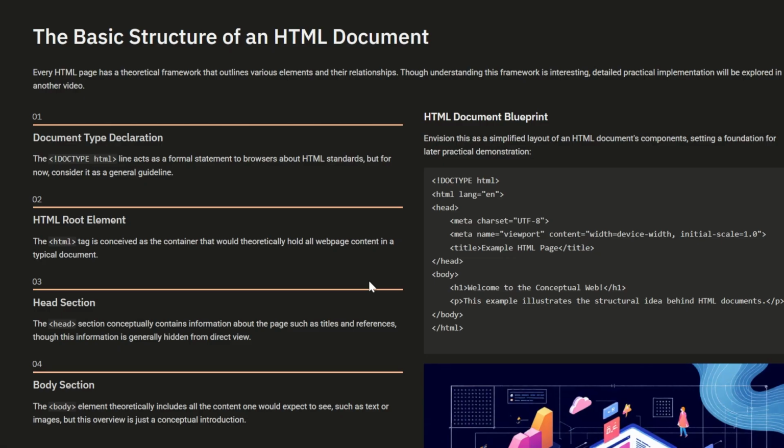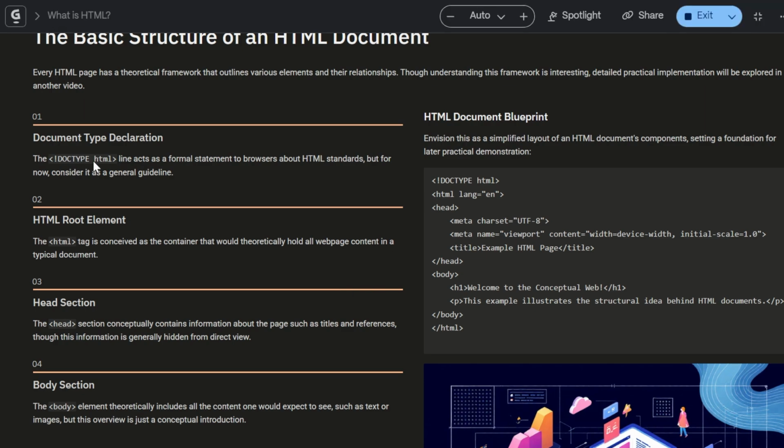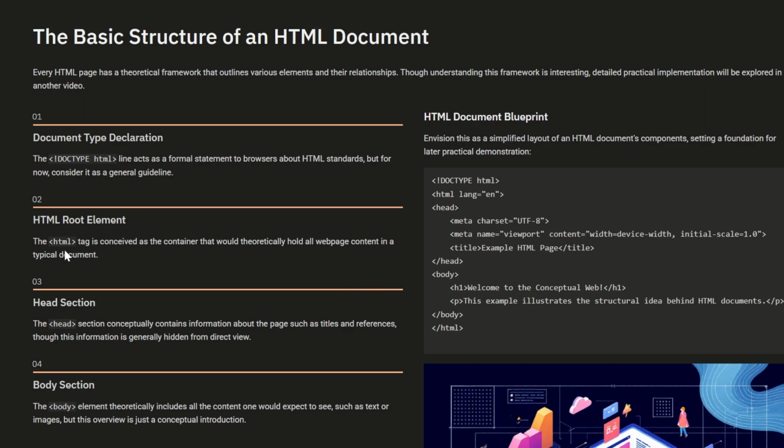Now, the basic structure of any HTML document is the document type declaration, the HTML root element, the head section, and the body. Don't worry about understanding all of these right now because we are going to dive right into it after this video. We'll talk more about how to actually structure a web page and build a web page. We'll actually build some projects along the way, so stay tuned.